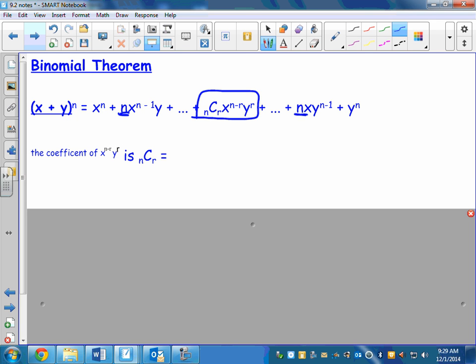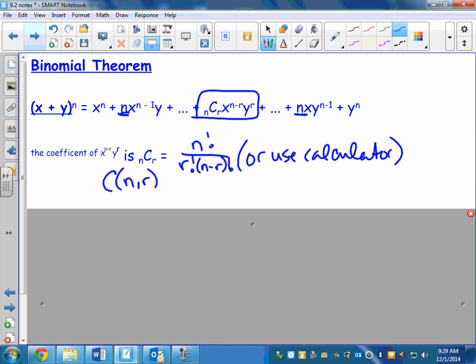So nCr is another way of saying combination, n choose r, right? That's how it is on our calculator, which means you can just use the calculator, but it's just the combination formula, which was what, like n factorial over r factorial times n minus r factorial, or use your calculator. It's just a combination. Oh, r, you've got to think about what r is. r is what the exponent is on y at any term. You see what I'm saying?